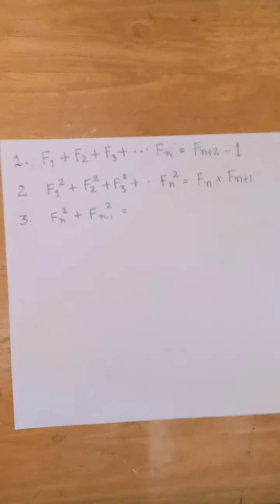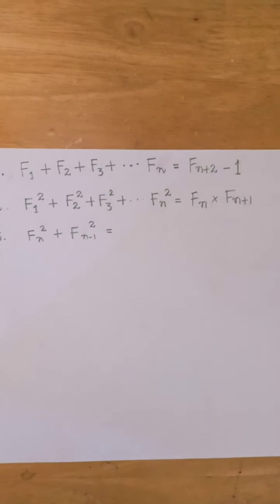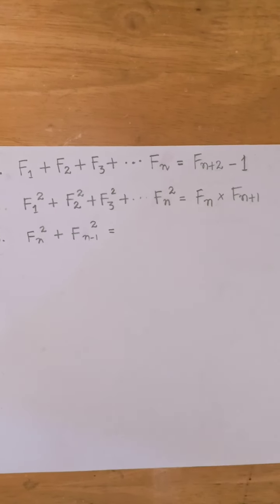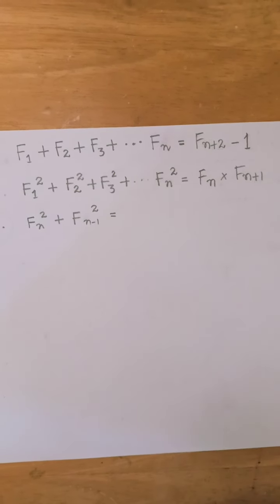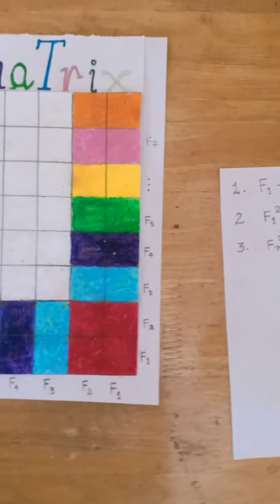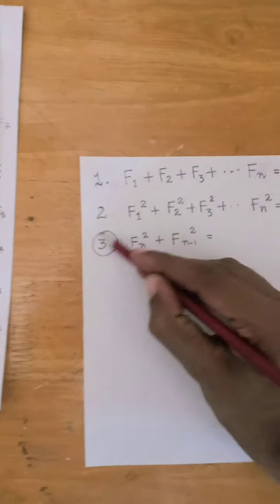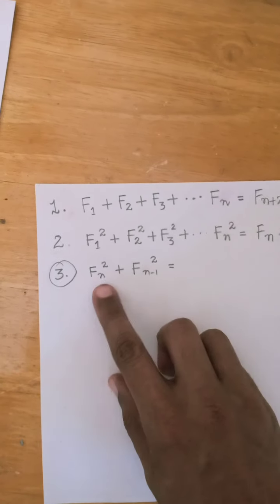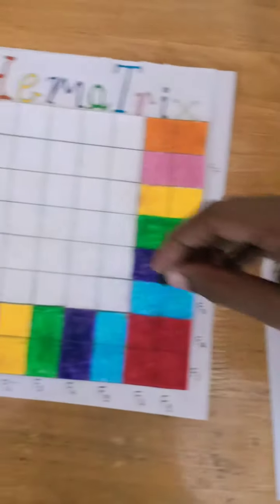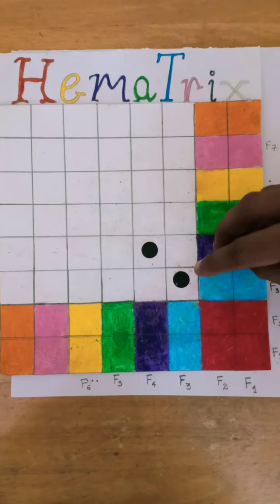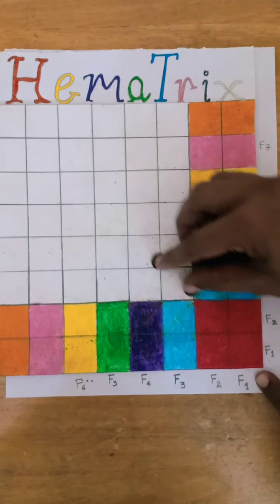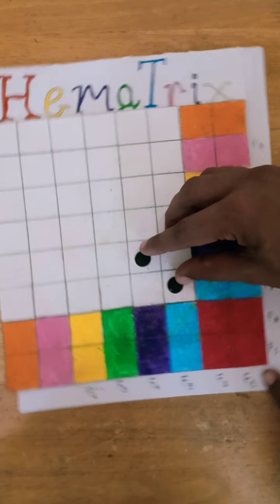Wasn't that easy and fun, right? We can actually discover and prove any and every Fibonacci identity using this board. Now it's your turn. Let's look at this third one. What is the value of F of n squared plus F of n minus 1 squared? Back to the board. What you are asking is, what is the value of these two dots, here or here or here? It could be anywhere along the diagonal.